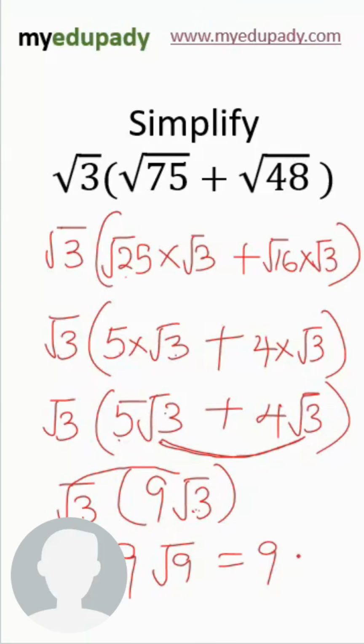And I know that the square root of 9 is what? That is 3. So I'm left with 9 times 3. And then 9 times 3 is going to give me what? 27. And yippee, we have the answer to our question.